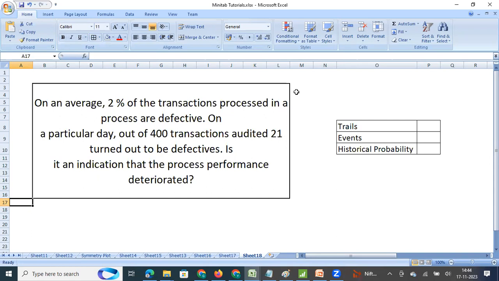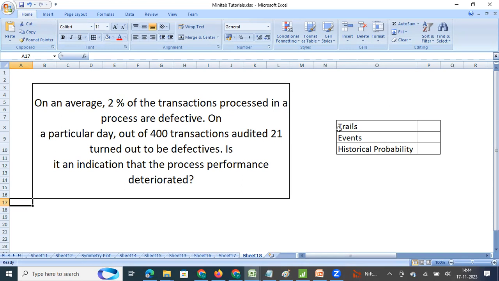So historically, the error percentage of the teller process is 2%. That means out of 100 transactions, 2 transactions turn out to be defective. That means a wrong entry was posted for the amount you have given, or the amount given to you was short cash or excess cash. All these are what we call defective transactions.